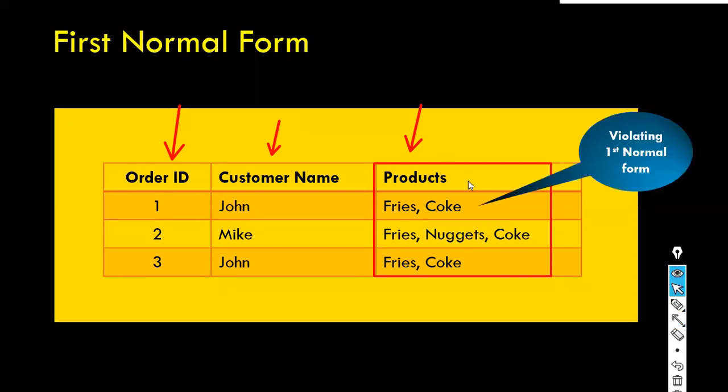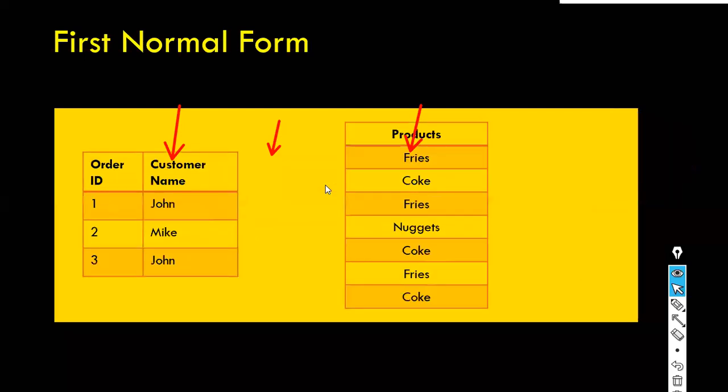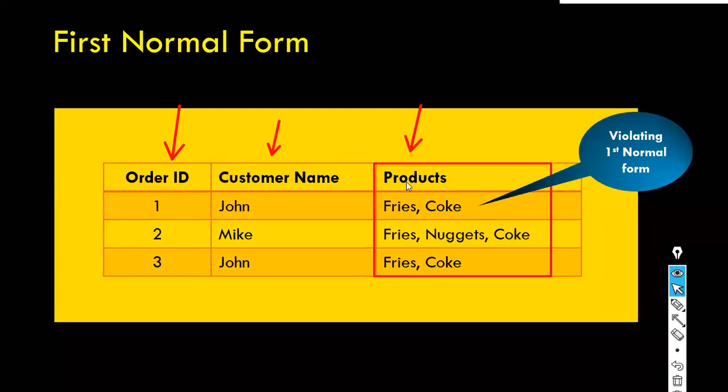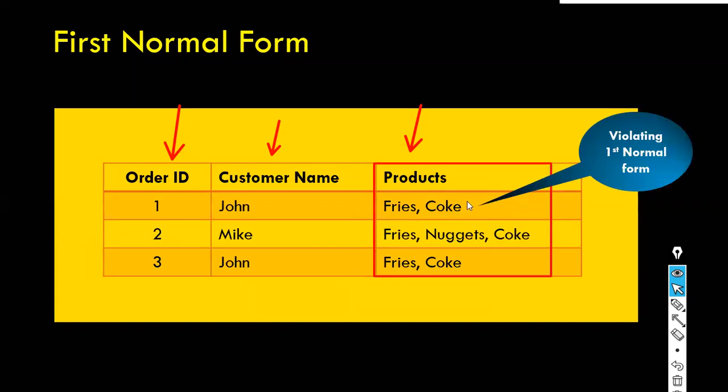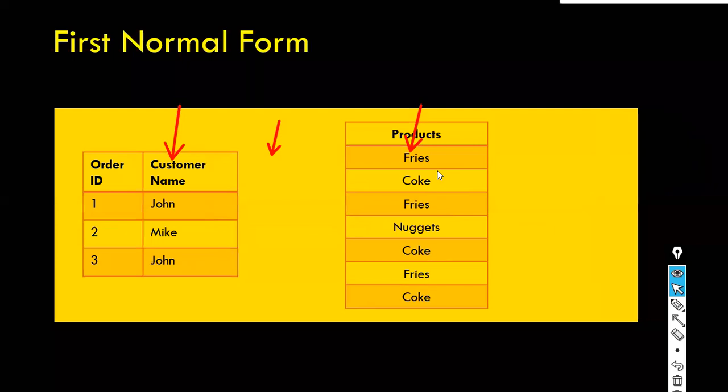So how do we do that? Here, order ID and the customer name we are showing in a separate table, and we are storing the products in a separate table. But in each cell, we keep only one product. See, fries in one row and Coke in the second row. So overall, we have 5 + 2 = 7 records, 7 products. Each product you store in a separate cell.